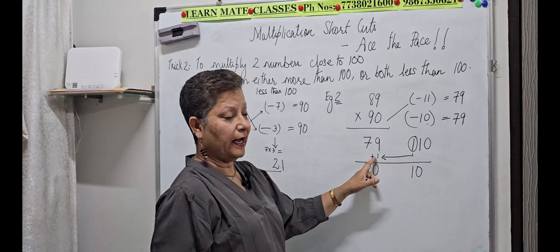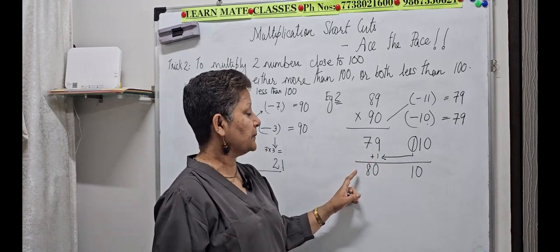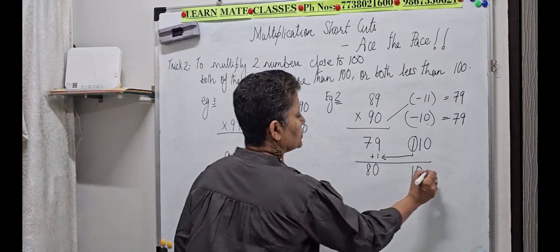I bring it here, and that becomes 79 plus 1, as we've seen in the previous example, and this becomes 8010, which is your answer.